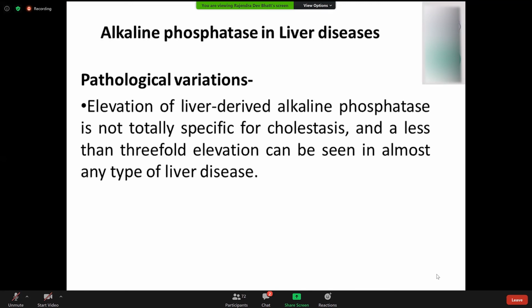And similarly, we have pathological conditions. Elevation of liver-derived alkaline phosphatase is not totally specific for cholestasis. That means it's not only elevated in obstruction due to gallbladder stone, and a less than threefold elevation can be seen in almost any type of liver disease. That means it may be double or triple of the normal value in other liver disease, even in patients who are chronic alcoholics or have hepatitis. That time also it increases, but the very high values are obtained in obstruction.